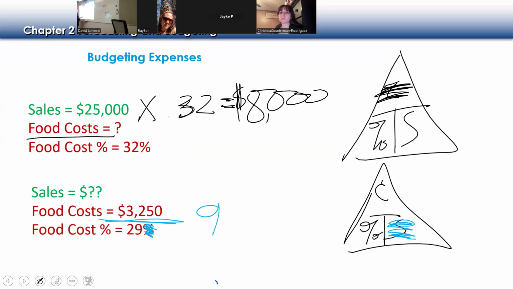11,206.90. So that means when that cash register at the end of that time period closes, I need to have $11,206.90 in my sales to maintain a 29% food cost.